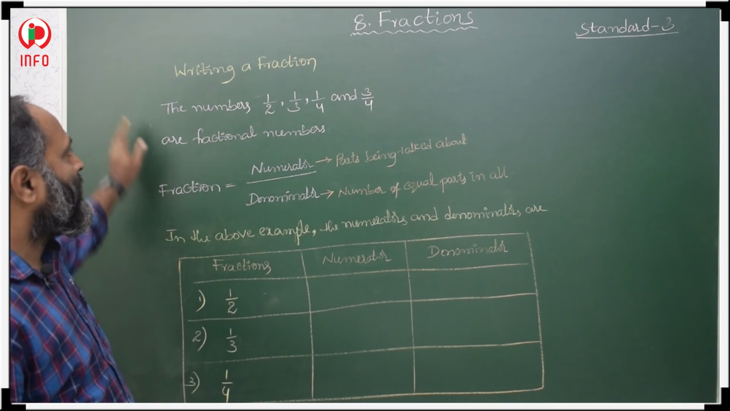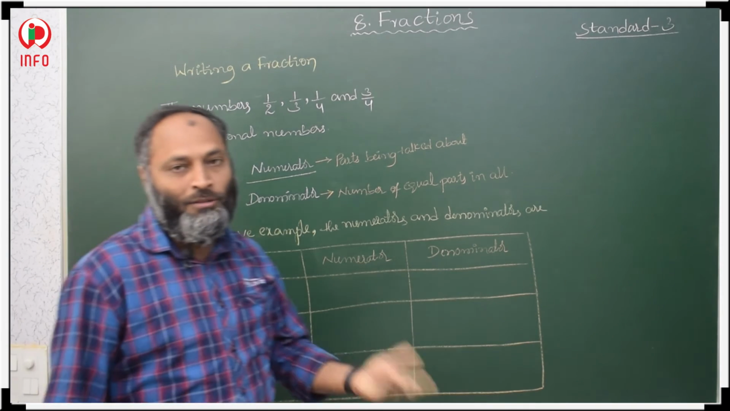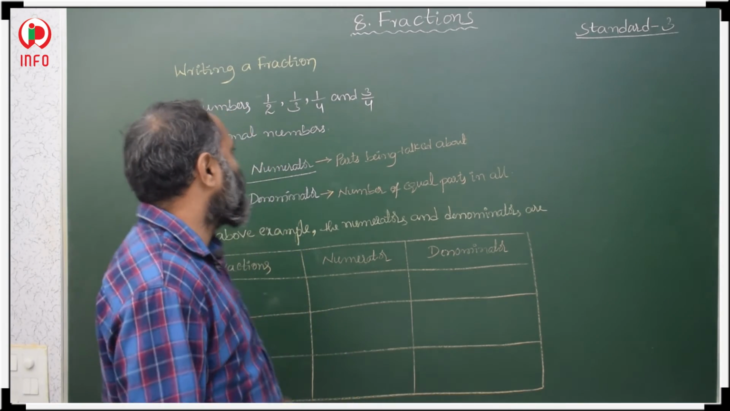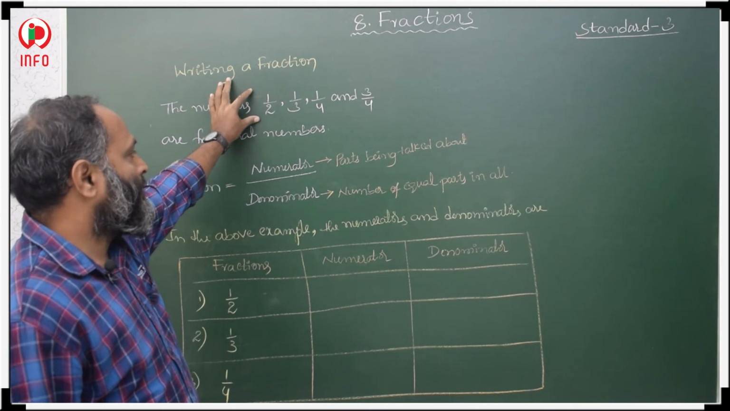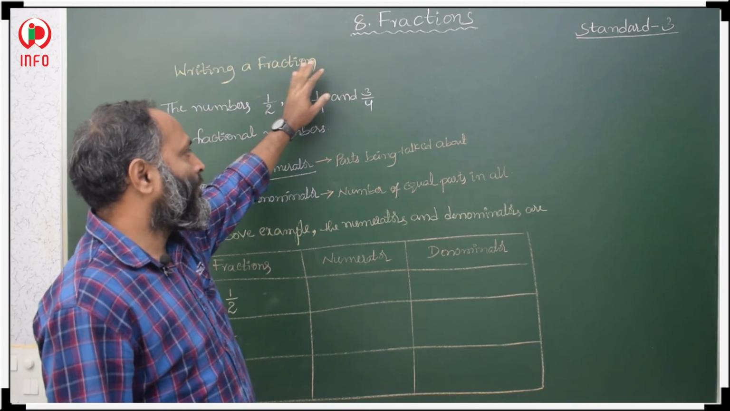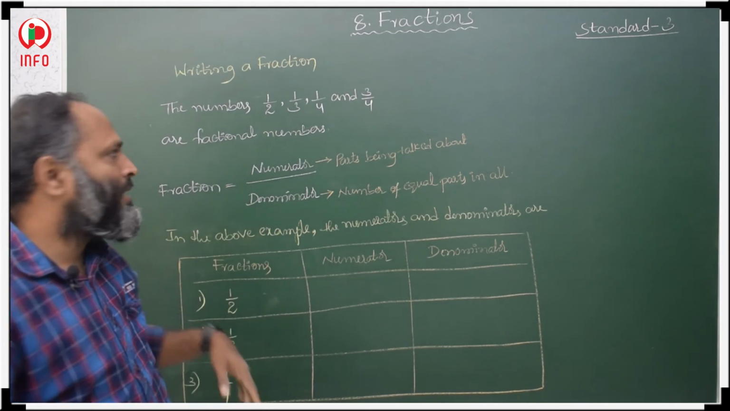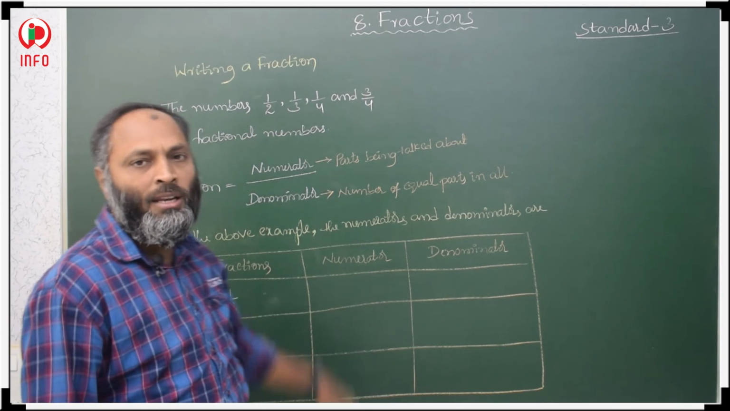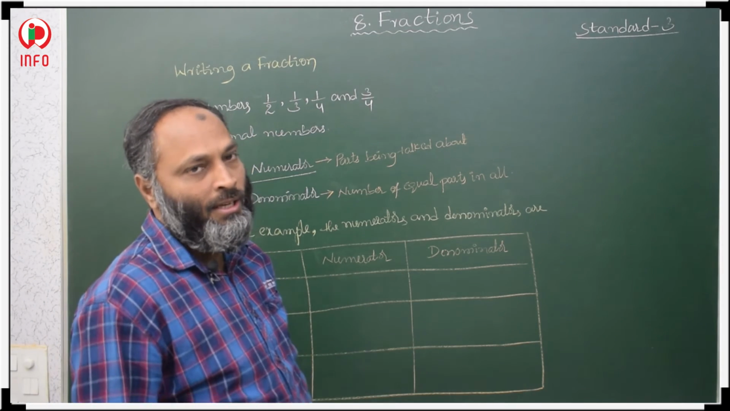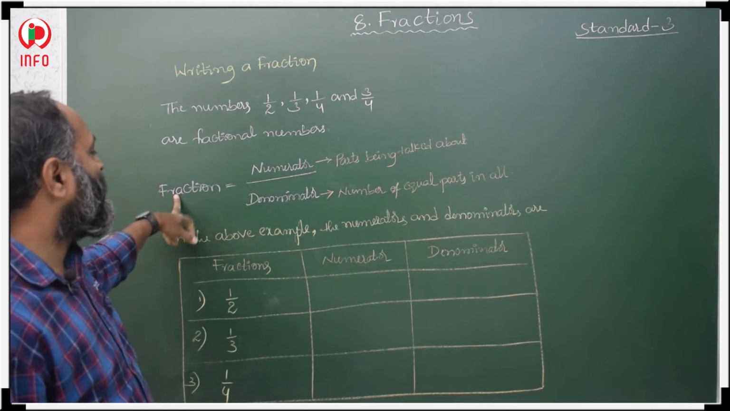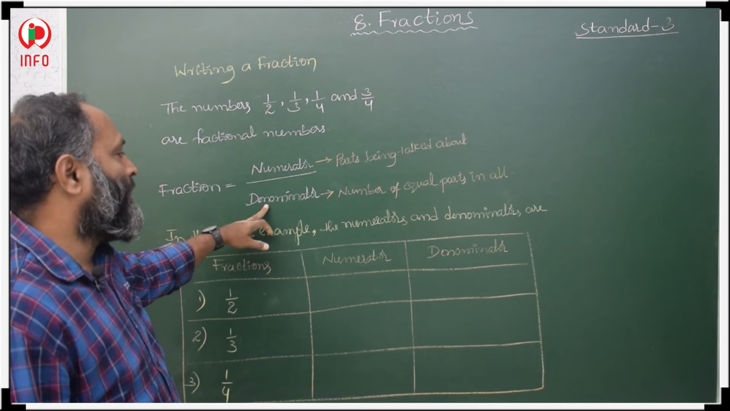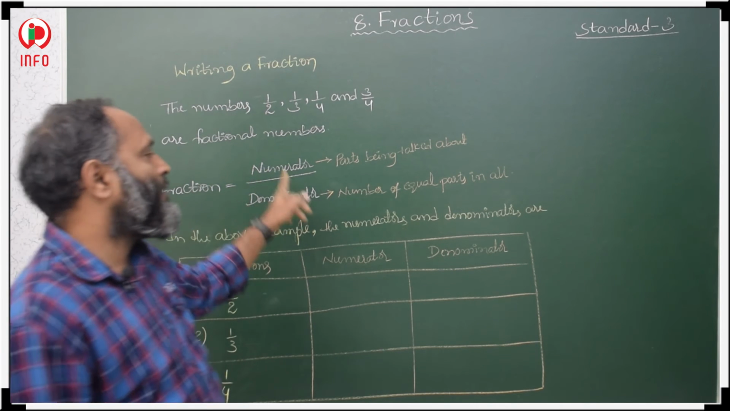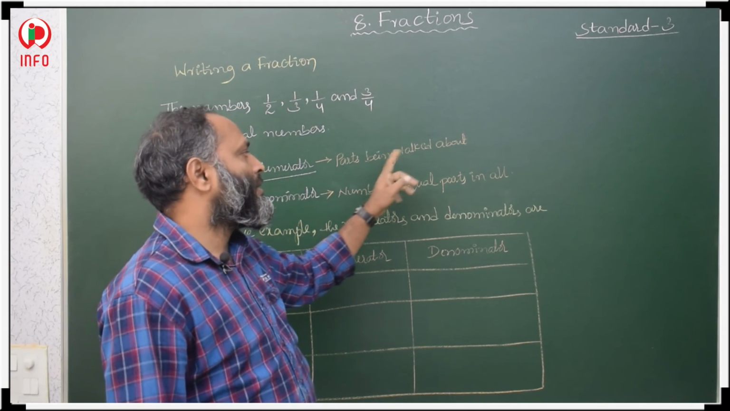Now, the next one, writing a fraction. So, how to write a fraction? See here the numbers 1 by 2, 1 by 3, 1 by 4 and 3 by 4, and so on. These types of numbers are fractional numbers. So, what is a fraction? Numerator and denominator. What is in the numerator? The parts being talked about.